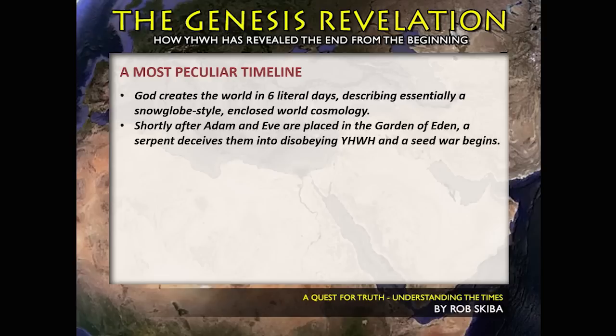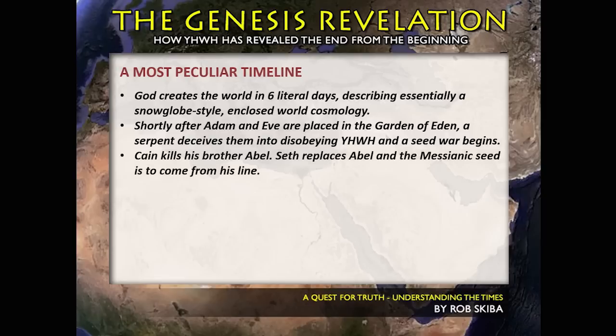Shortly after, Adam and Eve are placed in the Garden of Eden, and a serpent deceives them into disobeying Yahuwah, and a seed war begins. Cain kills his brother Abel. Seth replaces Abel, and the messianic seed is to come from his line, Seth. Plan B, corrupt the seed line.